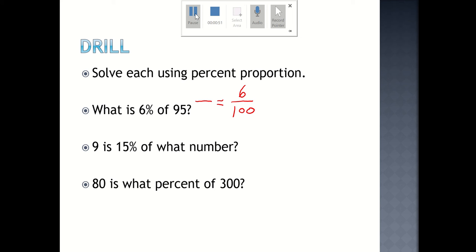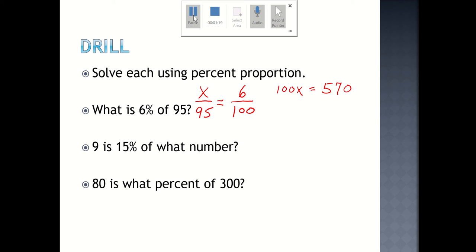We put 6. So what is 6% of 95? That word of lets us know where that 95 goes. Of 95, that means 95 has to be in the denominator, which means our unknown has to be in the numerator. And now that we have our proportion, we cross multiply and solve. X times 100 is 100x, and that is equal to 95 times 6, which is 570. We then need to divide both sides by 100.